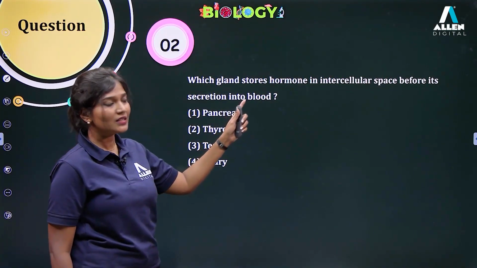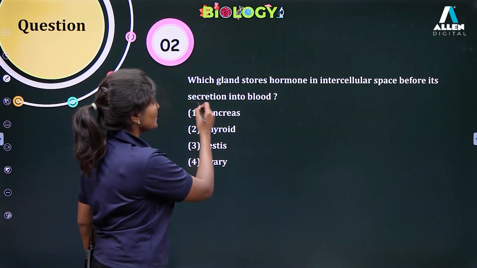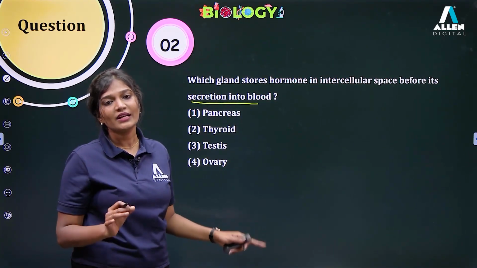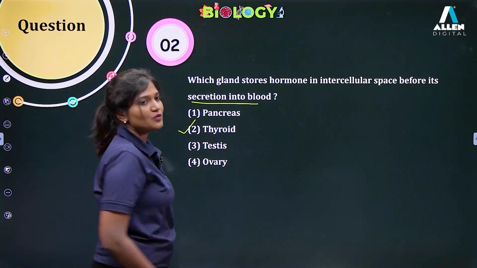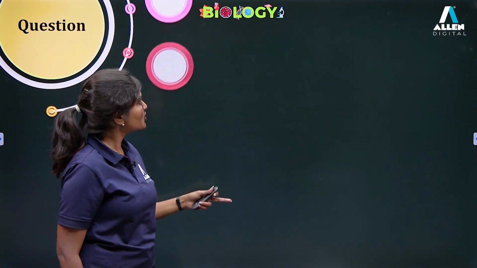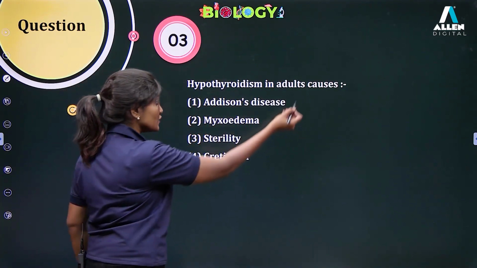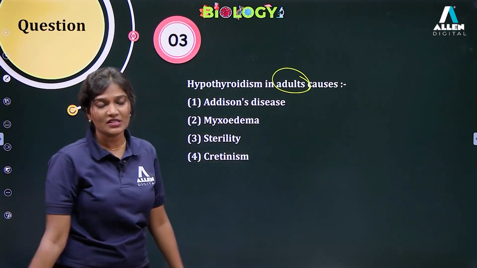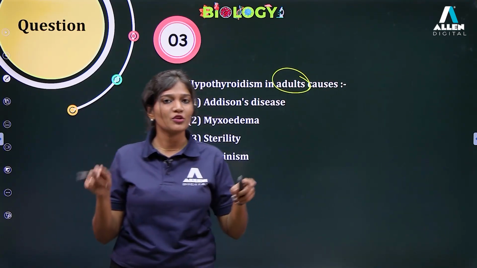Next one, which gland stores hormones in intercellular spaces before secretion into the blood? The only endocrine gland which stores its secretion is, of course, the thyroid gland, as thyroglobulin. The next question you can see here is, hypothyroidism in adults causes which of these conditions? This is a question I'm giving you for homework. If you know the answer, put it in the comment section.